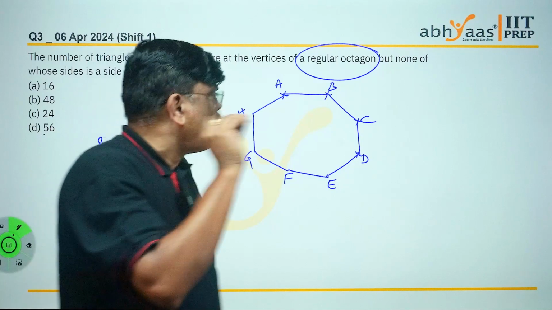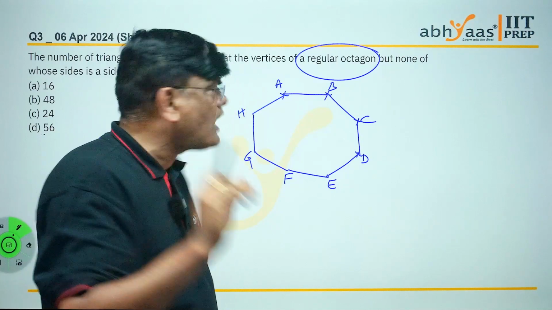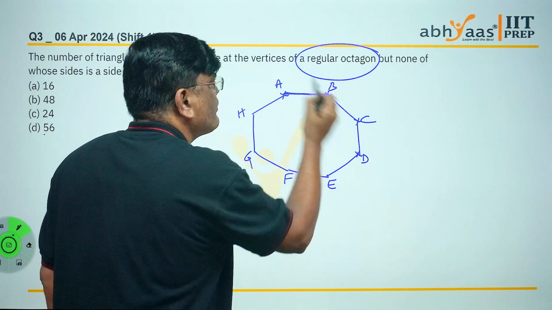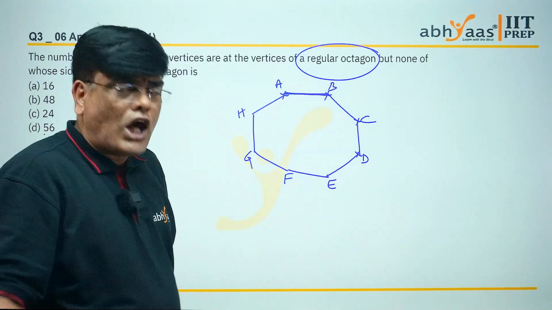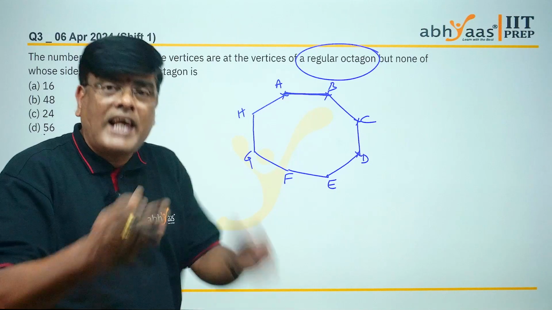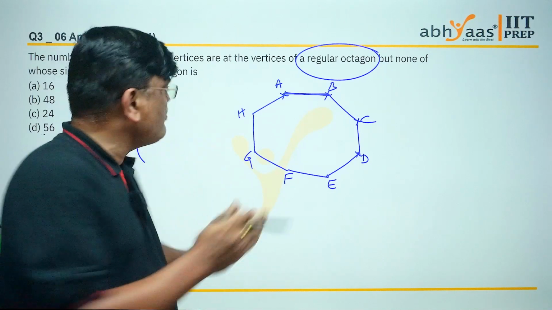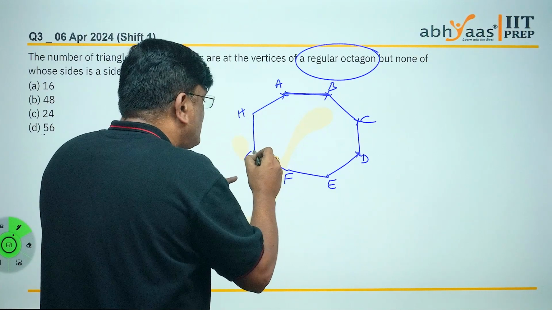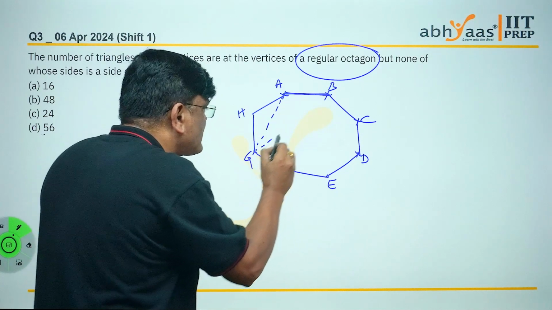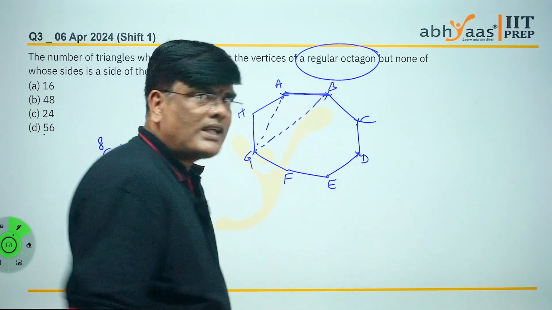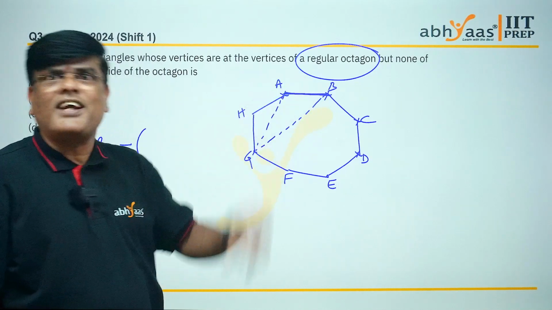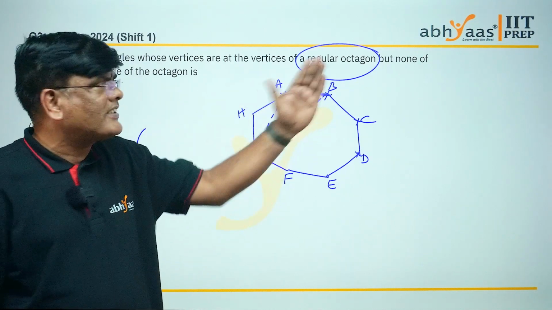Now I will show what one side common to the triangle and octagon means. For example, if I take the side AB, in how many ways can we select another vertex such that they have one side in common? For example, if I take G, then for this triangle, how many sides are common? One side is common to the octagon and triangle. That we don't want in this counting.